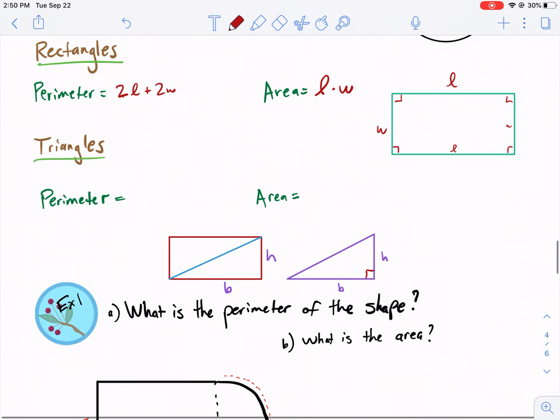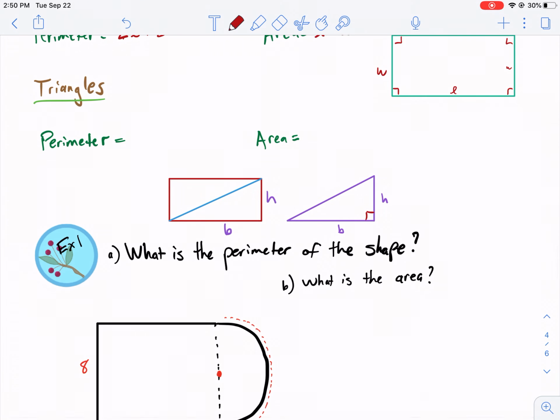Moving on, triangles. Perimeter: because triangles vary so much, you just add. It's the sum of all sides. So you just need to add up all the sides.